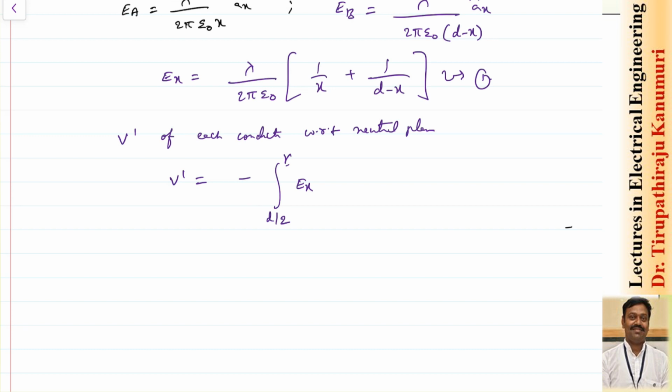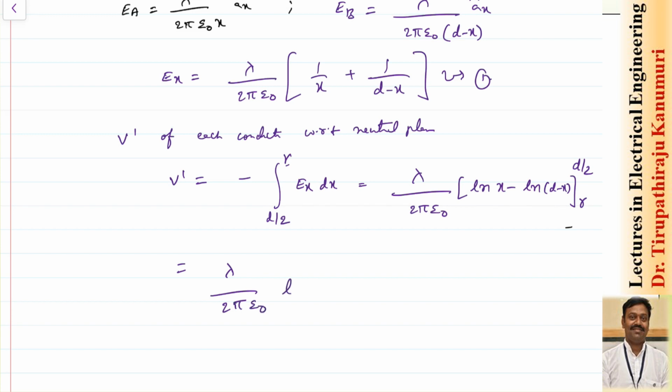So this will become the integral of Ex in the direction of dx, the differential length we are taking. This becomes lambda by 2 pi epsilon naught into, if you apply this, ln of x minus ln of (d minus x), with range R to d by 2. If you substitute this, it becomes equal to lambda by 2 pi epsilon naught ln of (d minus r) divided by r. So this is the value of V dash.